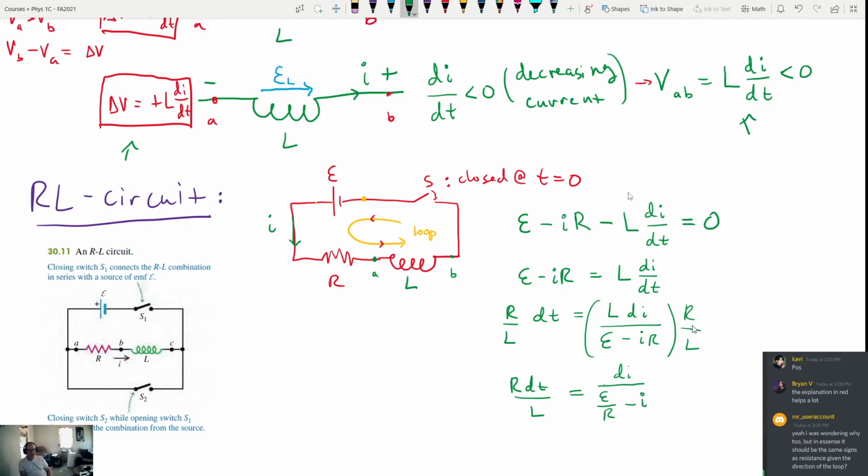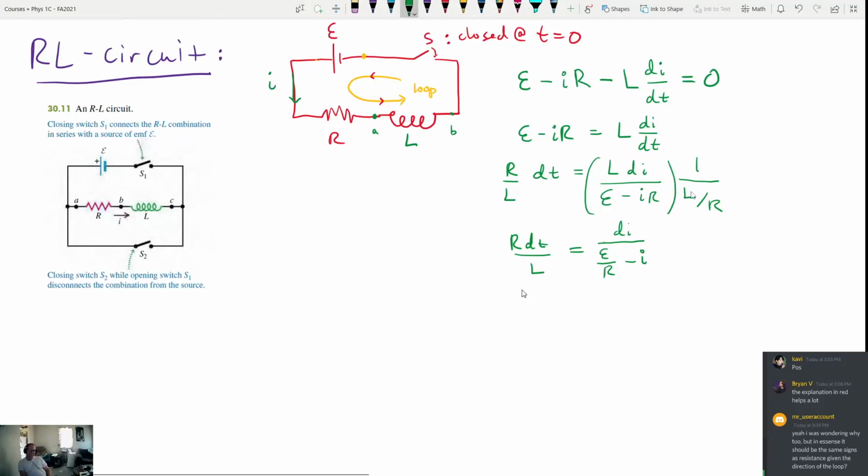Okay, because multiplying by R over L is the same thing as multiplying by this. This may be actually easier to understand. If I multiply by 1 over L over R, that's the same thing as what I just did. And then you can see that this L cancels out with this one. If I multiply E through here, I'm going to get E over R, and then IR times 1 over R will be just I. Should I multiply by a negative sign too? Sure, why not? Let's multiply both sides by a negative sign. So now the left-hand side is going to be negative R over L dt, and the right-hand side is going to be di over I minus E over R.